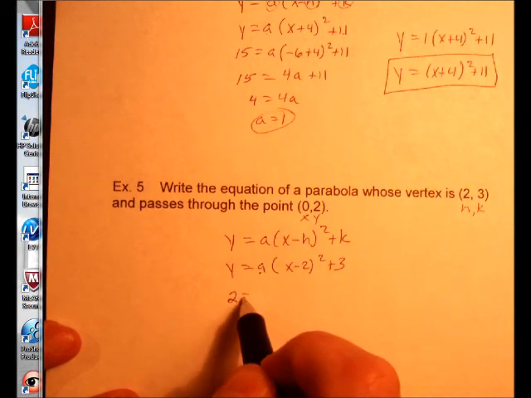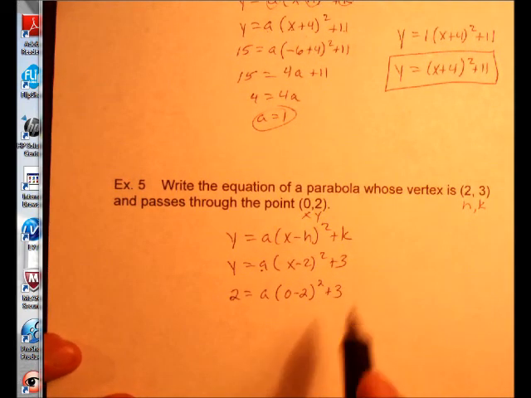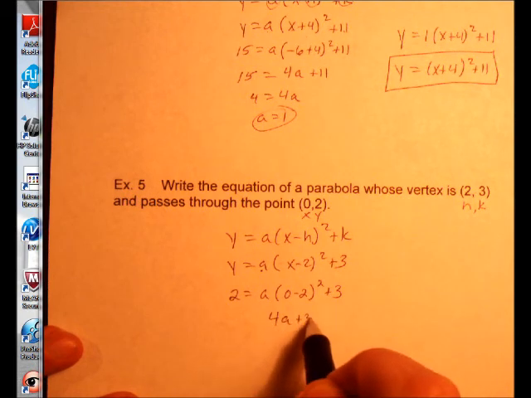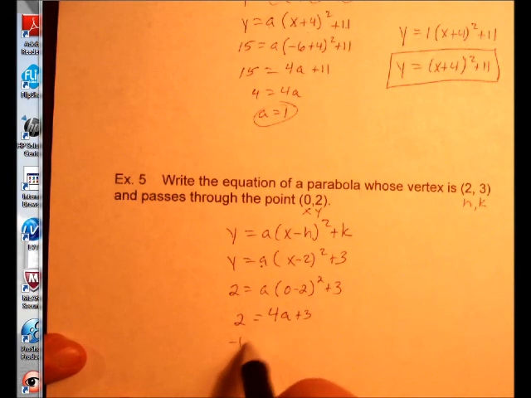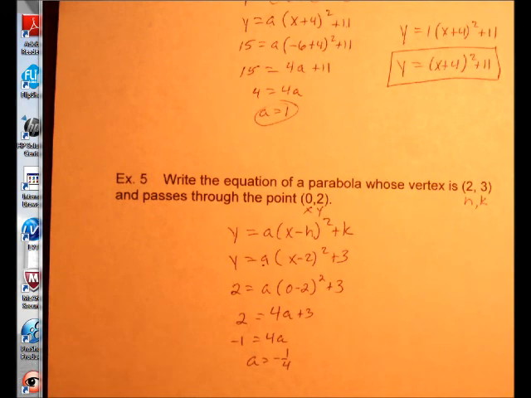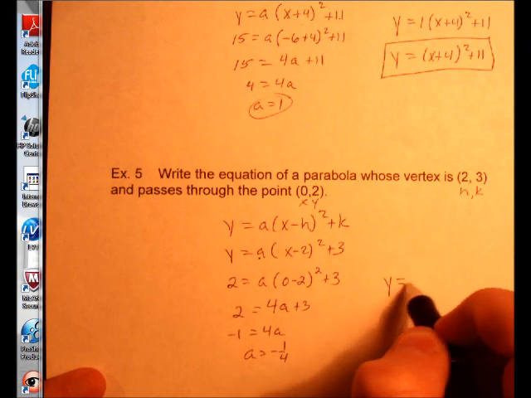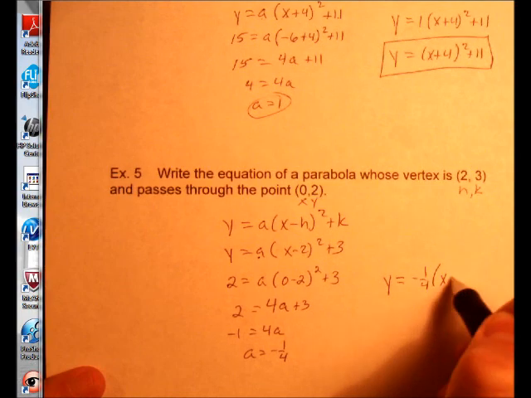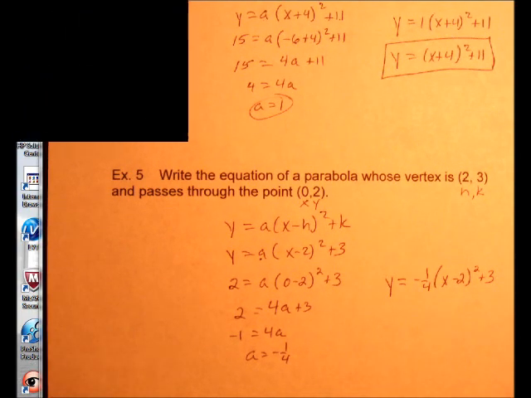So 2 is equal to a(0 minus 2) squared plus 3. And of course, (0 minus 2) squared would be 4, so 4a plus 3 is equal to 2. Subtract your 3. So a is negative 1/4. Okay. So all we do different now is plug that back in. y is equal to negative 1/4 (x minus 2) squared plus 3. And there you have it for section 2.1.